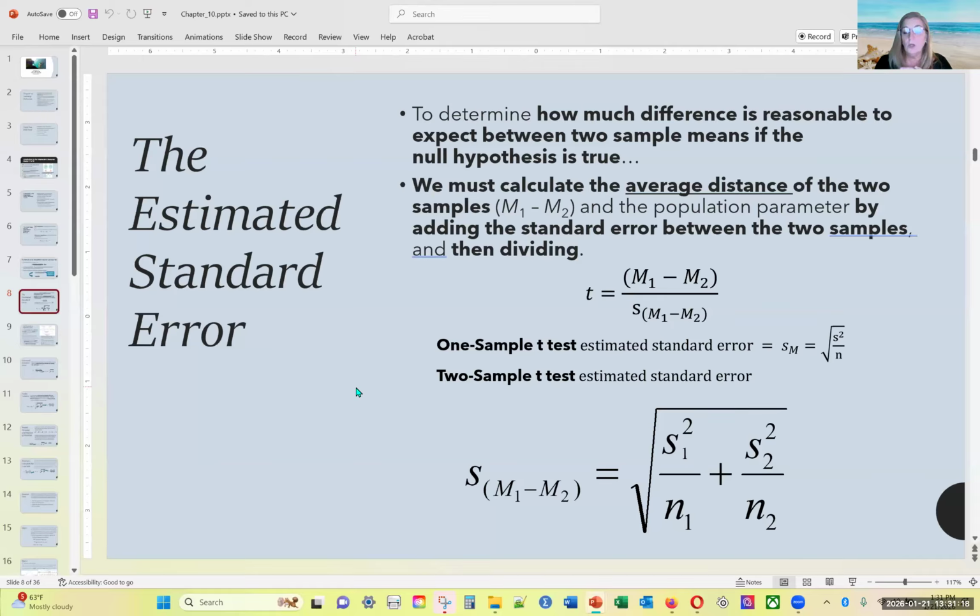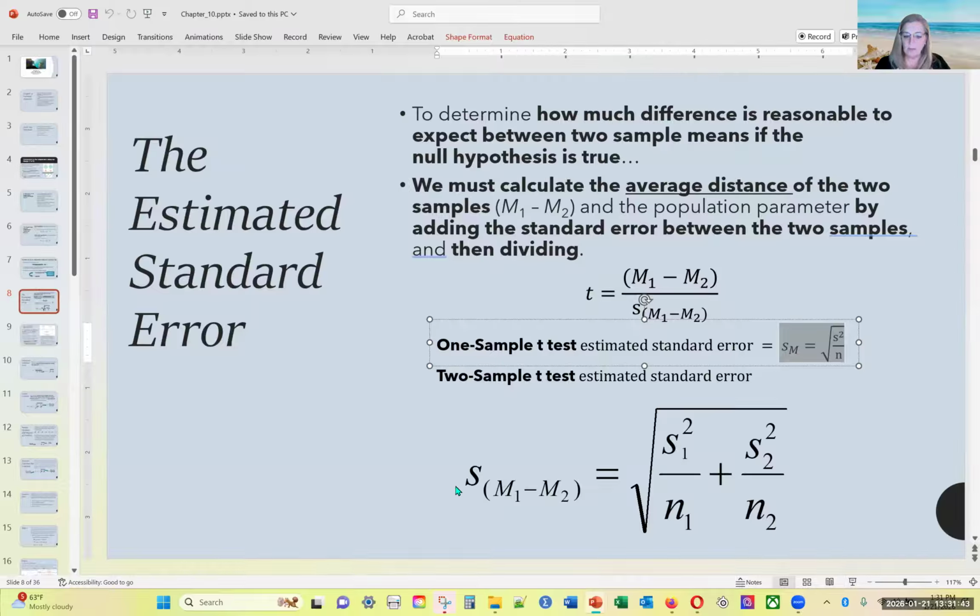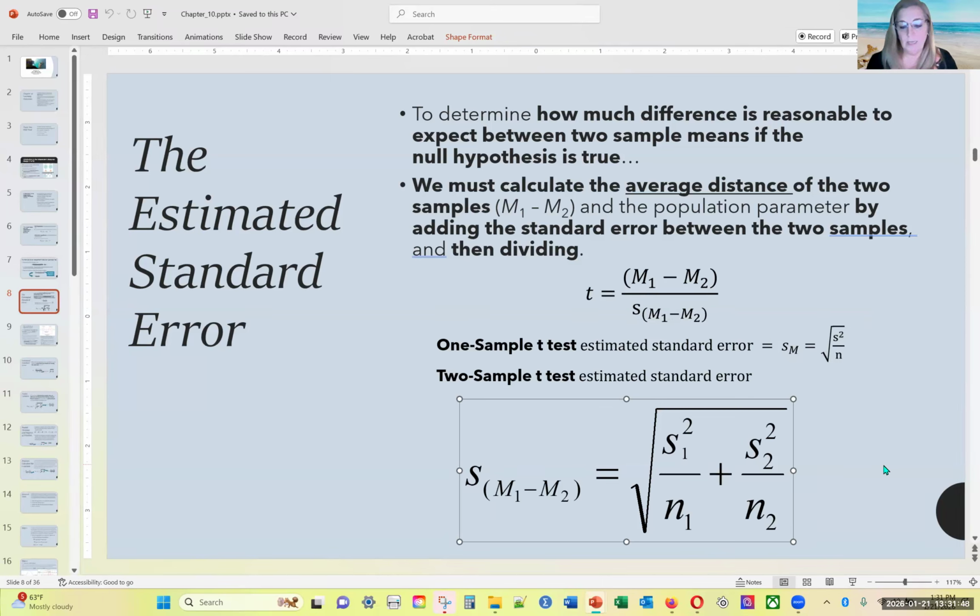hypothesis is true, we have to calculate the average distance of the two samples and the population parameter, which remember equals 0, so we dropped it. And we do this by adding the standard error between the two samples and then dividing. So here in a one sample t-test, the estimated standard error formula looked like this. Now our estimated standard error for a two sample t-test looks like this.